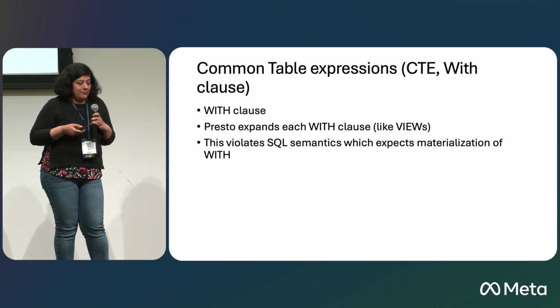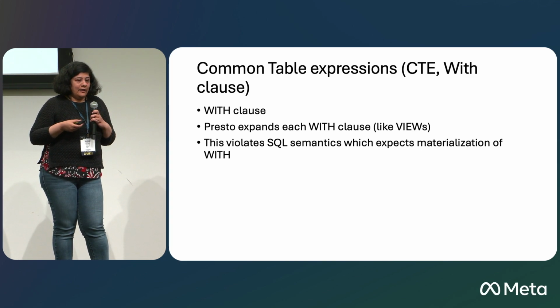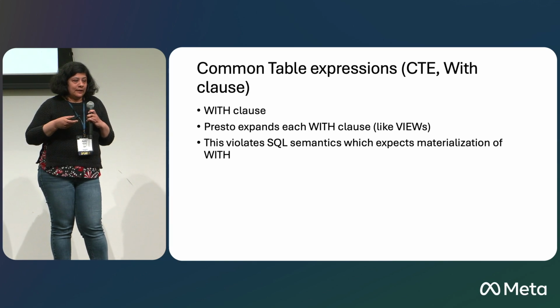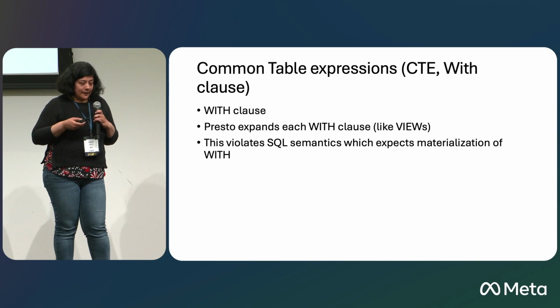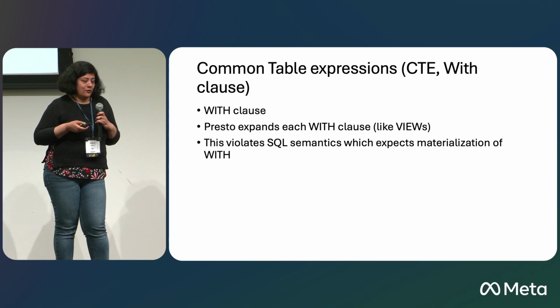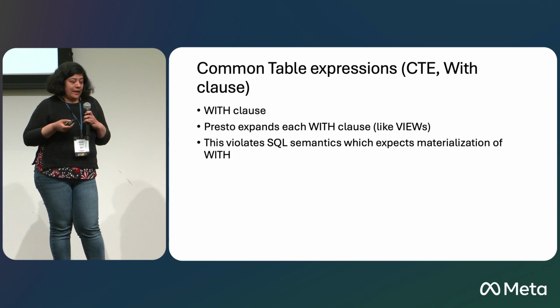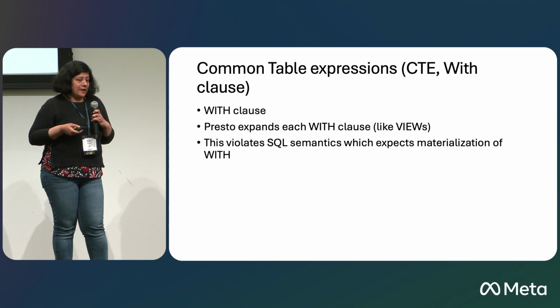The second optimization is for CTEs, the with clause. SQL users use the with clause to identify common tables that are used multiple times in a query. SQL semantics dictate that with clauses should be computed once across the scope of the query and reused each time the with clause is used in the outer query. But this is not what happens in Presto today. Presto expands the with clause just like a view, and it is recomputed each time.